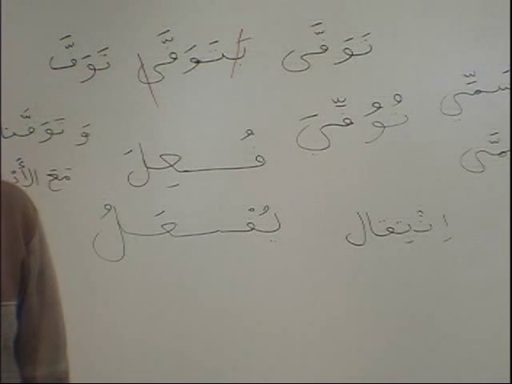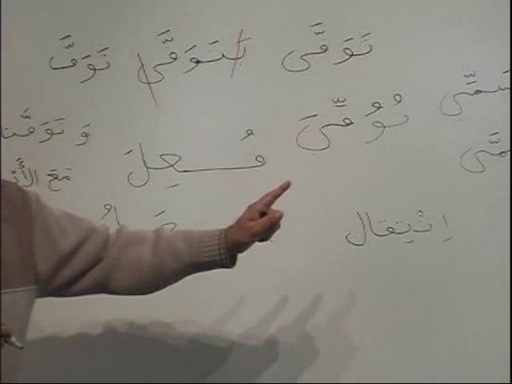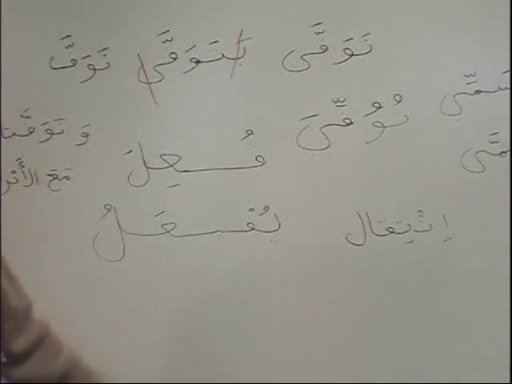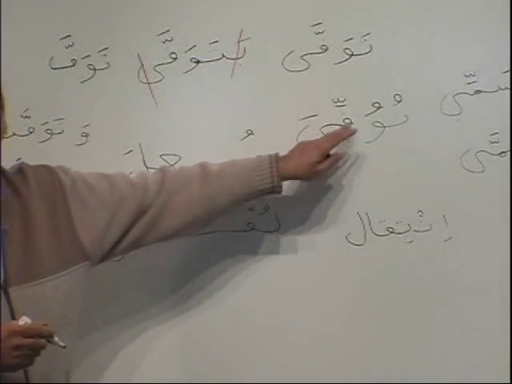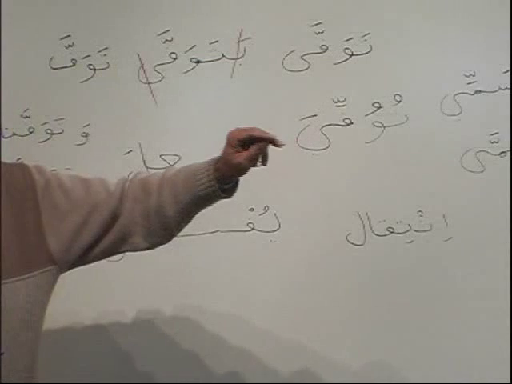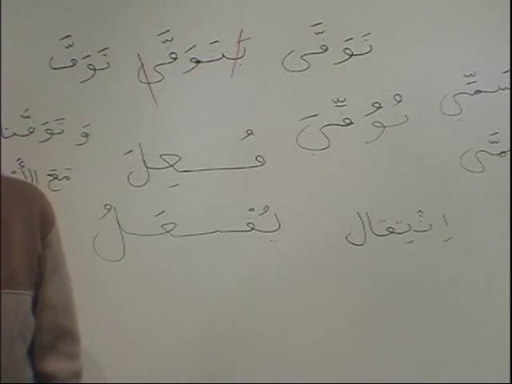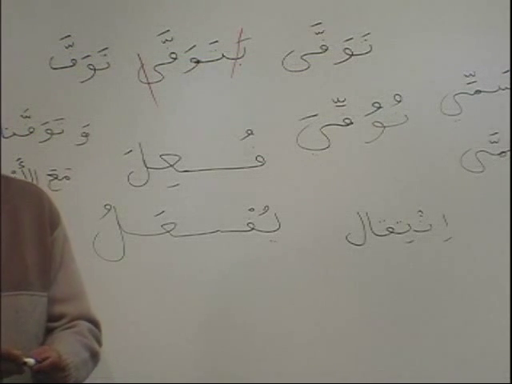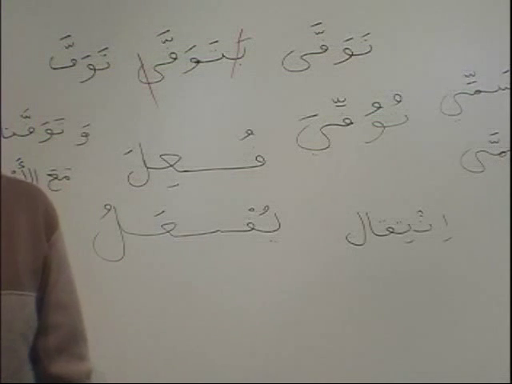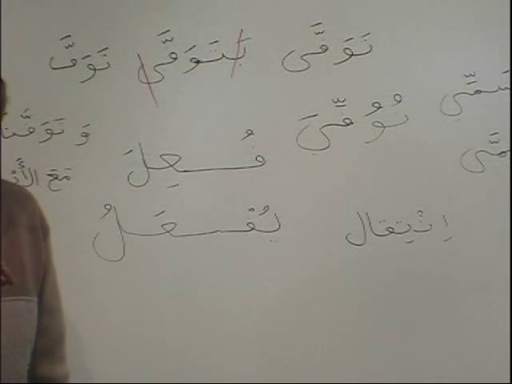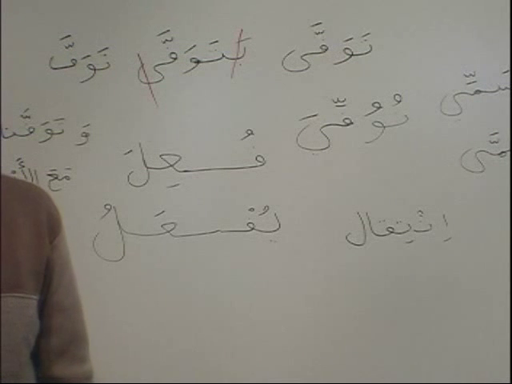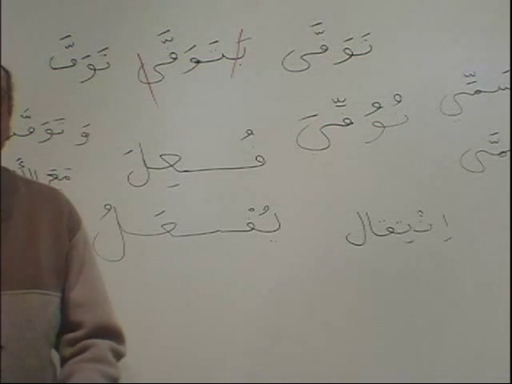Tuwuffiya. Got the idea? See how it happened? Two dhammas. Why two dhammas? Because before ayn kalima, any mutaharrik letter will get dhamma. If there is a sukoon, we'll leave it sukoon. Tuwuffiya. What is the meaning of tuwuffiya? Tawaffa means someone caused someone to die. Tuwuffiya means he died.